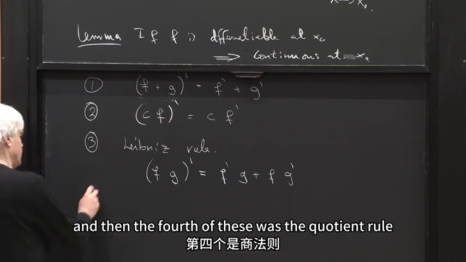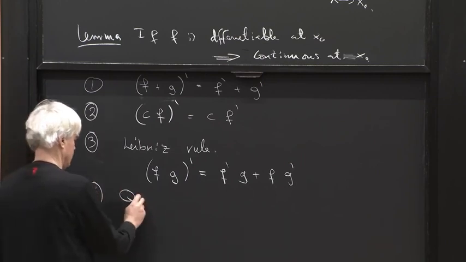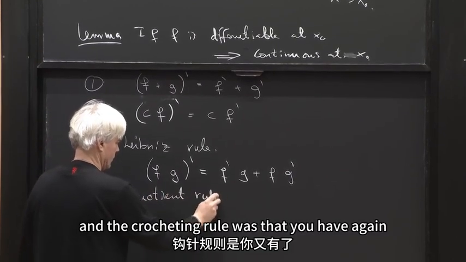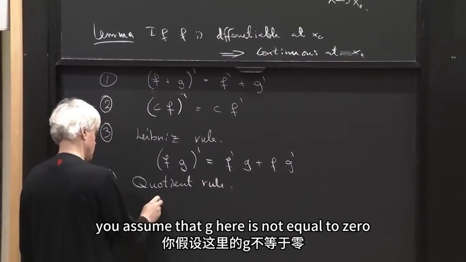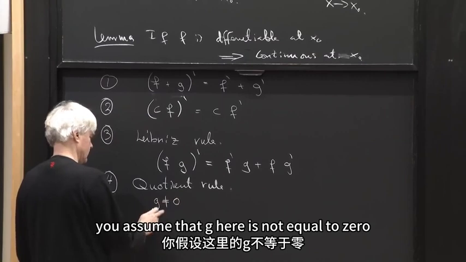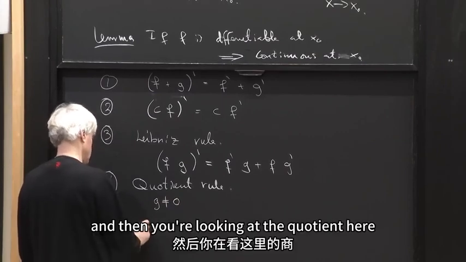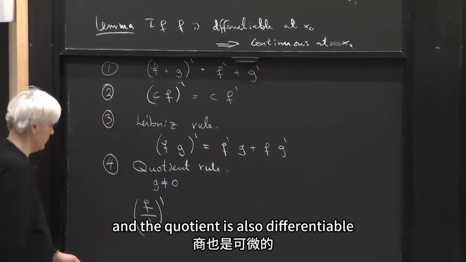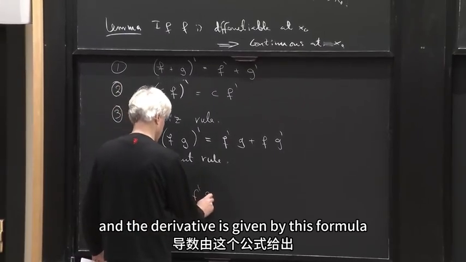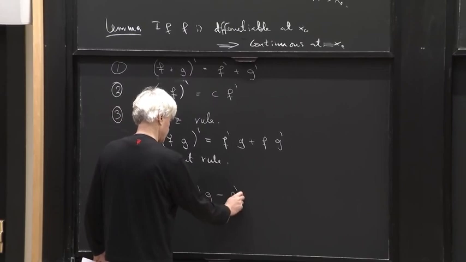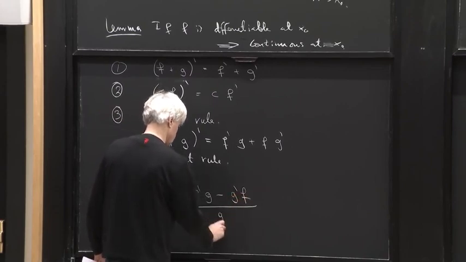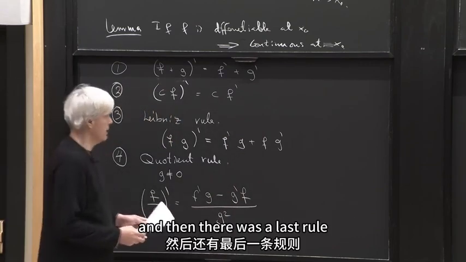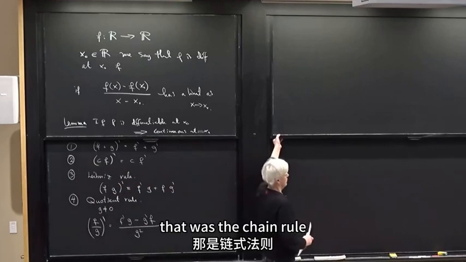And then the fourth of these was the quotient rule. The quotient rule was that you have again these two functions. You assume that g is not equal to 0 at any point. And then you're looking at the quotient here, and the quotient is also differentiable. The derivative is given by this formula, where this is the function multiplied by itself. Right? And then there was a last rule that was the chain rule.